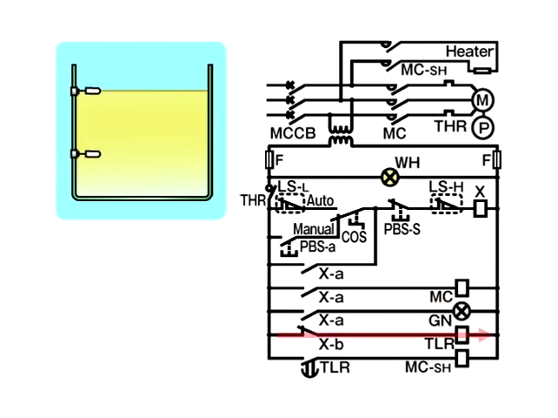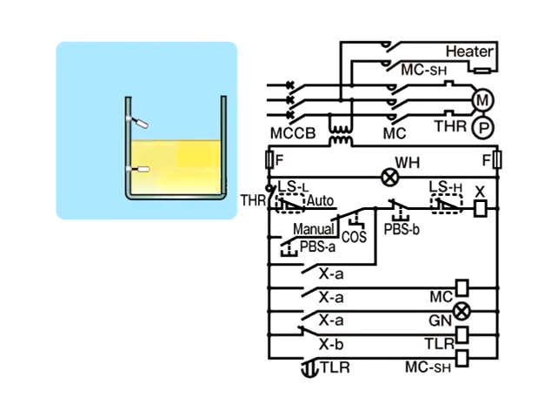With XB turned on, the timer TLR coil is excited. The TLR relay turns on after a set period of time elapses, and the MCSH coil is excited. Then the MCSH contactor turns on, allowing current to flow to the space heater. This prevents the motor from accumulating condensation due to cooling.